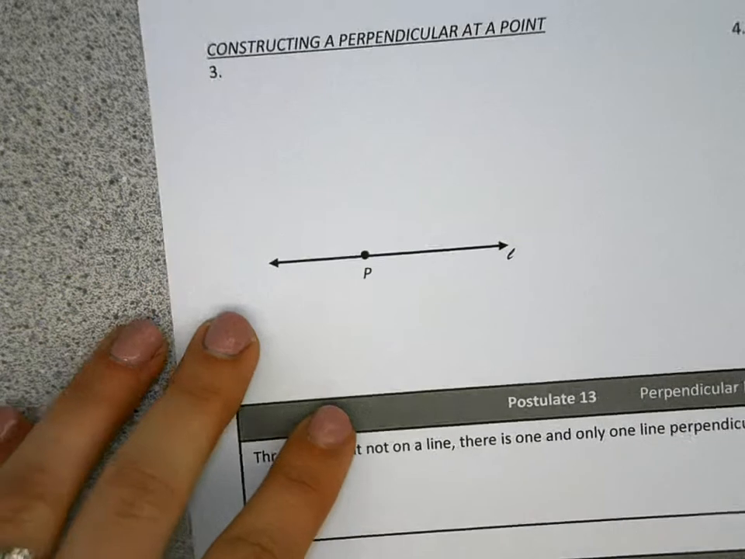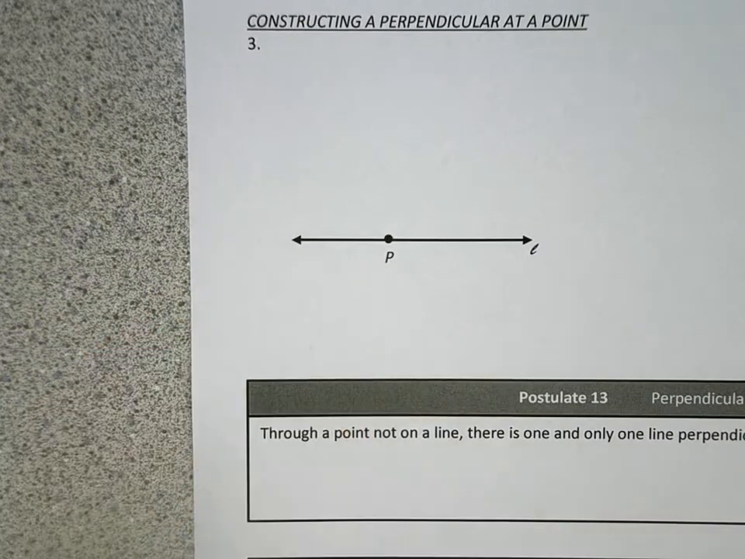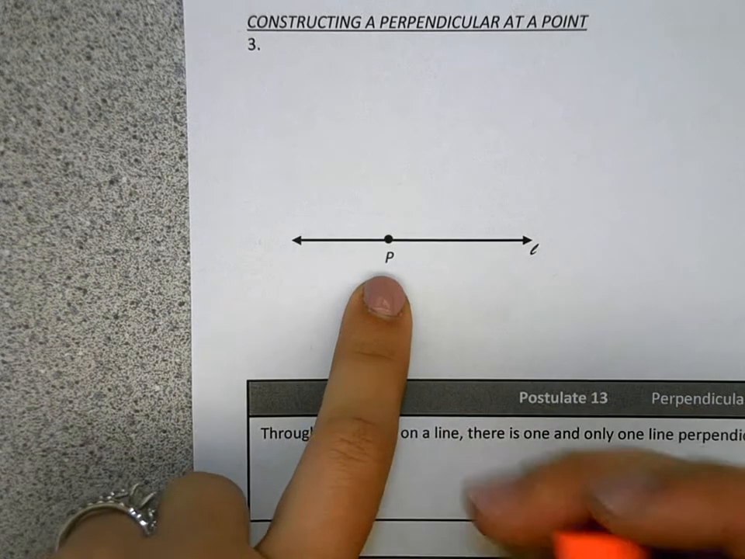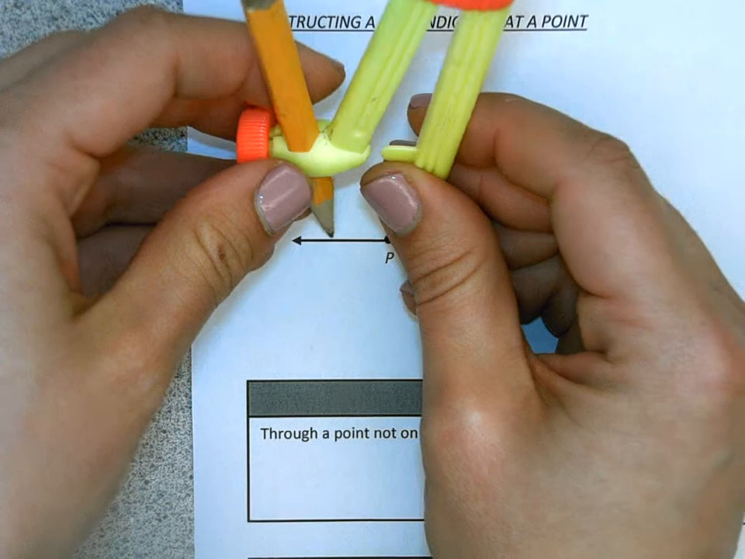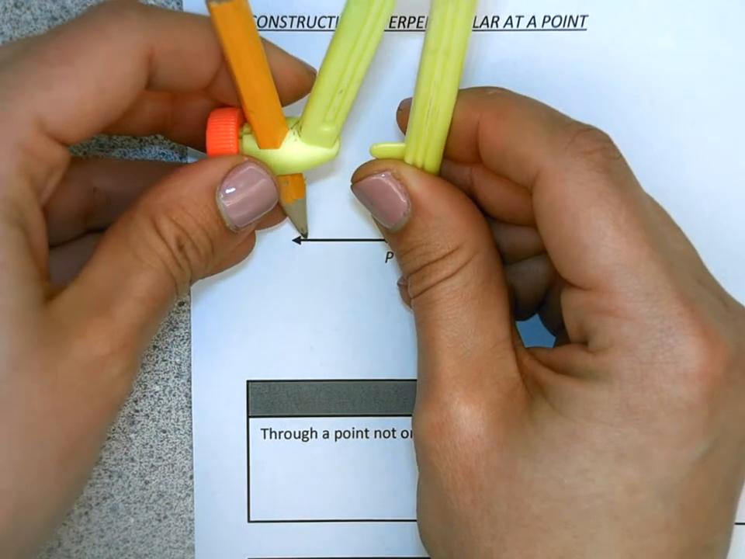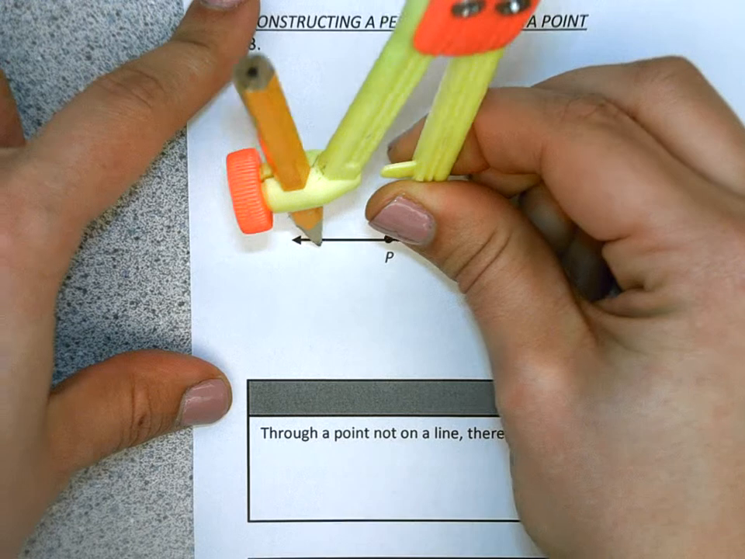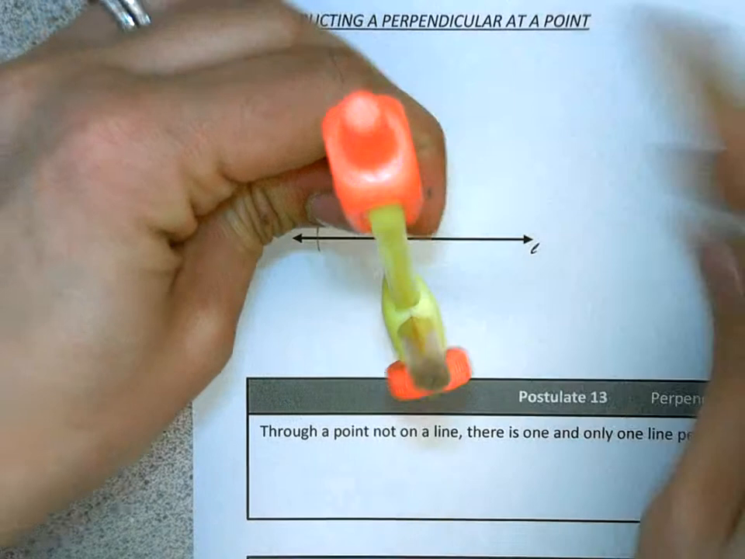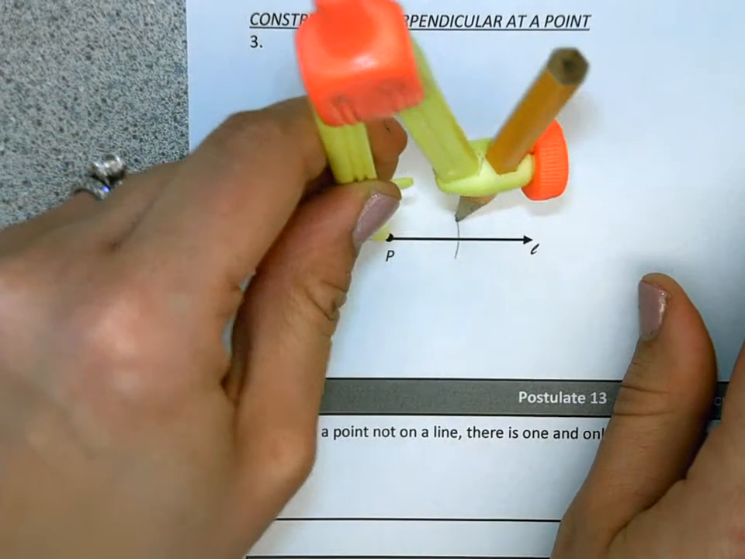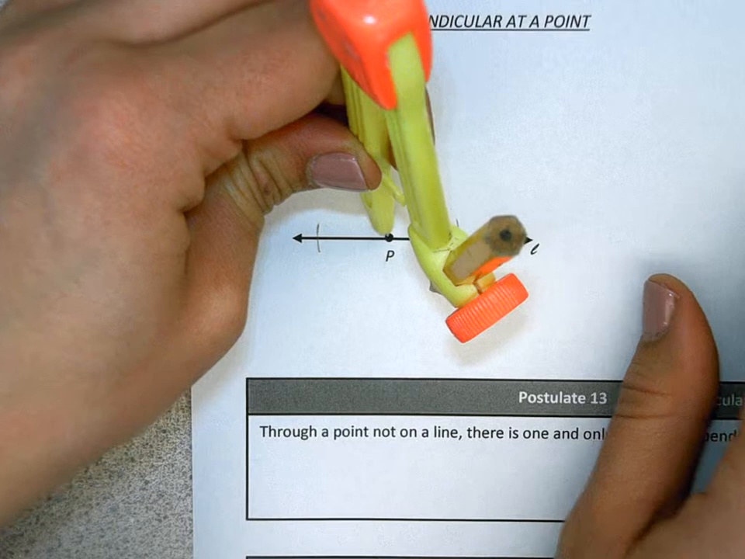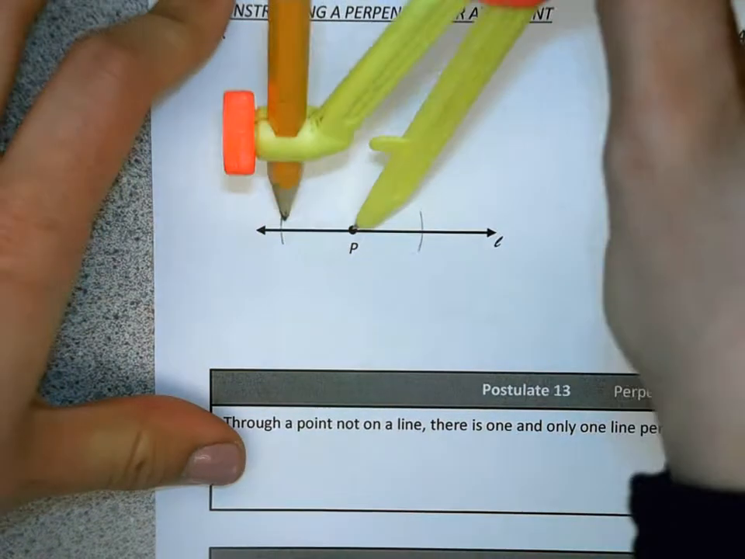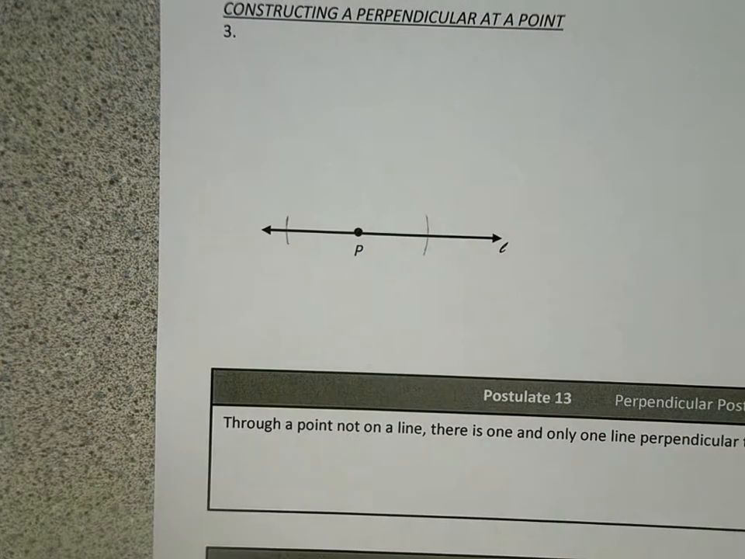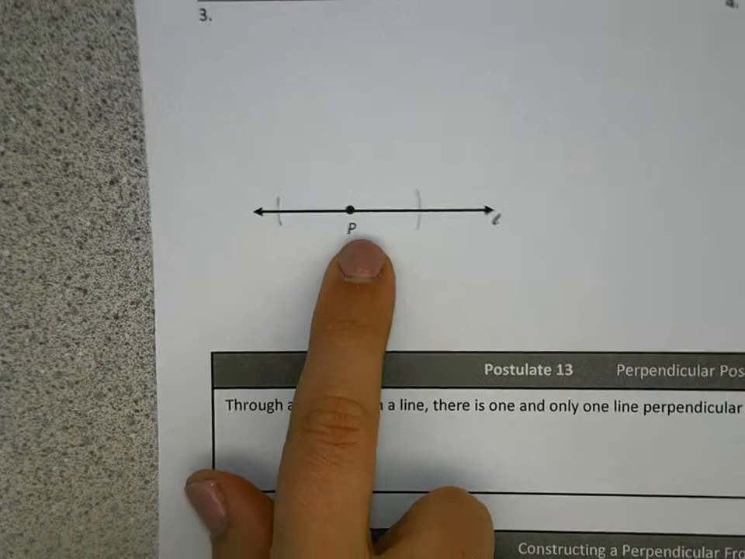So number 3, we're going to construct a perpendicular at a point. So you're going to take your compass. We need to construct a segment so that P is the midpoint. So basically how you do that is you pick an opening on your compass using P as the end. You draw an arc, and then you just flip it around and draw another arc. So you're drawing an arc, not changing your compass setting. Does that make sense? So using P as the end, you're going to draw an arc, and then you're just going to flip it around and do another arc. So we know that those arcs are equally distant from point P. Right?